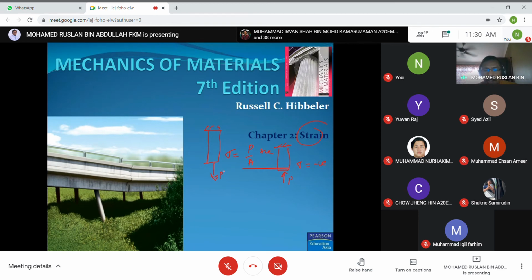At a certain stage, when we increase the force P, the body will deform. If we apply the force P in this direction, and this is the length L, the length is increased, and if the cross section is like this, the diameter will decrease. The same thing if we push the body again: this is L, the length, and the length is decreased and the cross section is increased. So this is the deformation. How to measure this deformation is based on the strain. This is the overview for this chapter.